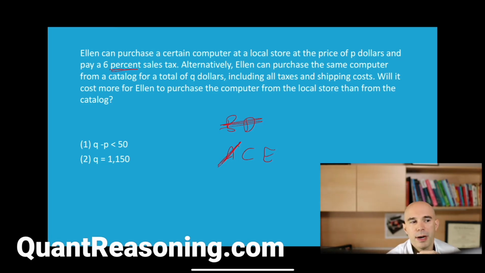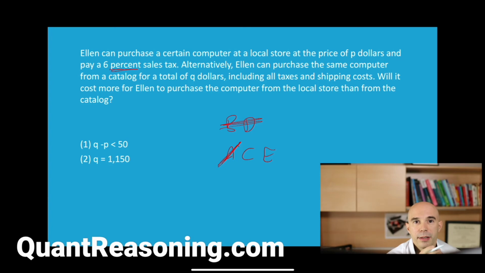Alright, so now let's combine the statements. So what do we know now? We know that Q is exactly at 1150 on the number line. We know that P is pretty close to Q. It's to the left of Q. But it's not very far to the left of Q. We know that the distance between Q and P is less than 50. So P is somewhere in between 1100, to the right of 1100, I should say, and to the left of 1150.